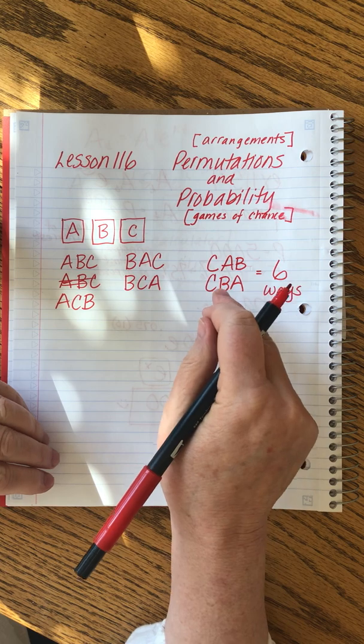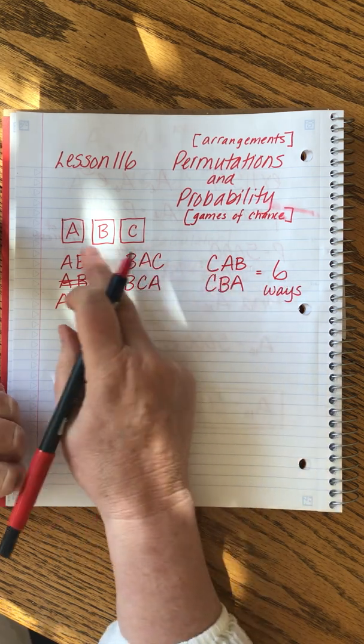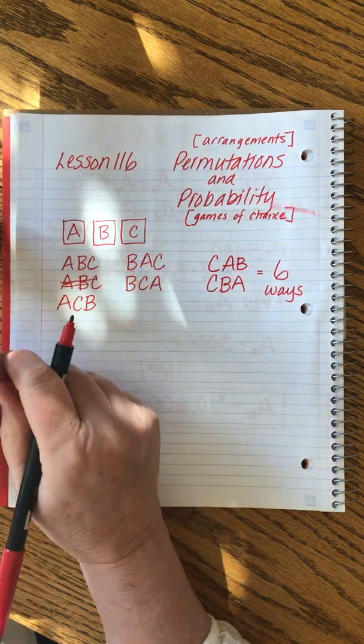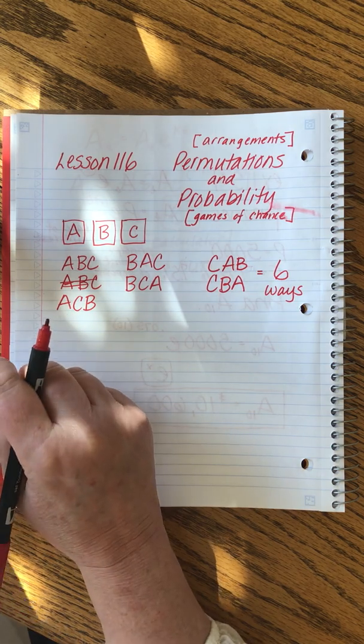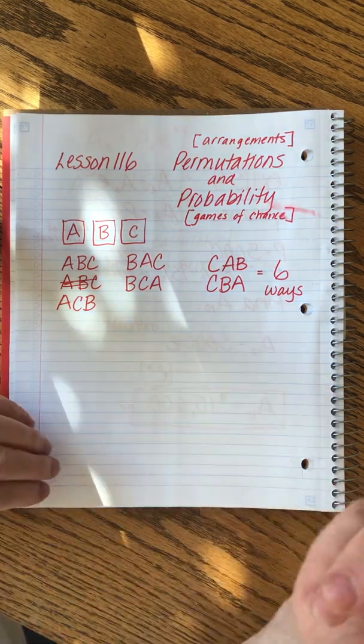But I don't want to do this every time. I don't want to try and list them out and think of them all. And heaven forbid we have more than 3 tiles. What if we had 10? No. There's got to be a better way, right? So here's the better way.